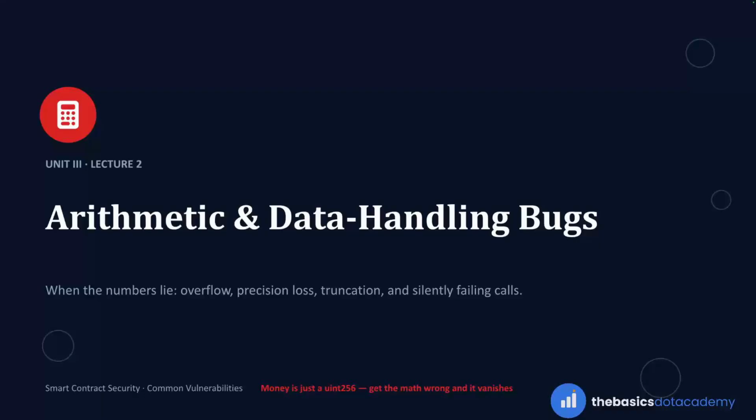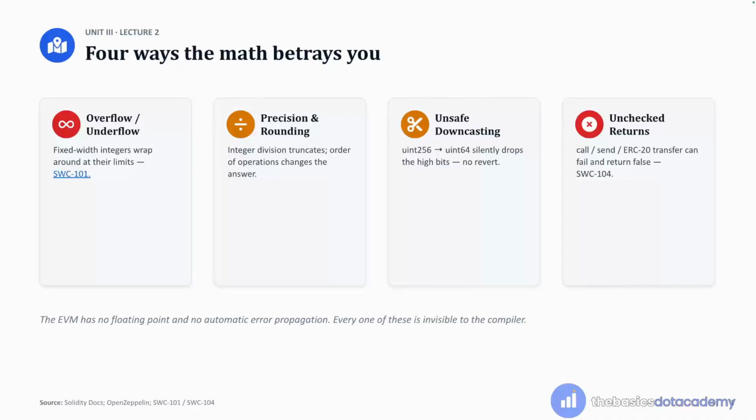Money is just a uint256. Get the math wrong and it vanishes. These are the 4 ways in which the math betrays you. First is overflow and underflow. Second is precision and rounding. Third is unsafe downcasting. And at last you have unchecked returns. One thing to remember is the EVM has no floating point and no automatic error propagation. Every one of these is invisible to the compiler.